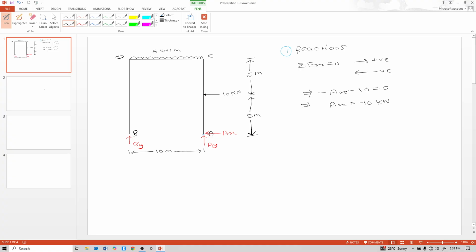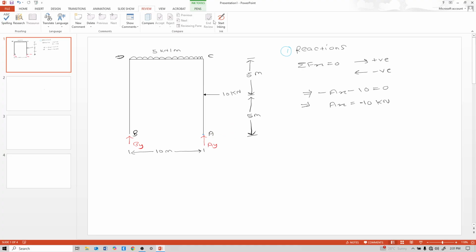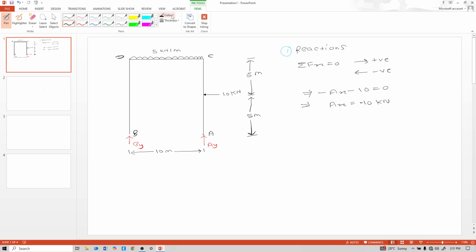So that means this Ax assumed direction is not like this, it is like this. Ax.